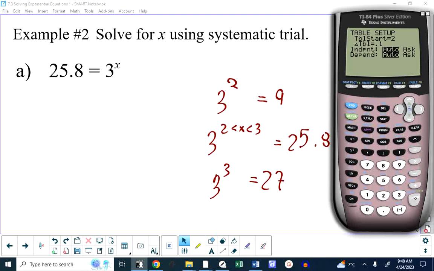So when I go to my table, make sure I've entered that correctly. I go to my table, I'm looking for what? 25.8. Well, now I can use the same reasoning that I had before. I reasoned out that it was between 2 and 3, and now I can see that 2.9 gives 24.19, which is too small. 3 gives 27. It's somewhere between 2.9 and 3. So what I can do is reassess my table setup and start at 2.9, and this time go up by 1/100th, 0.01.